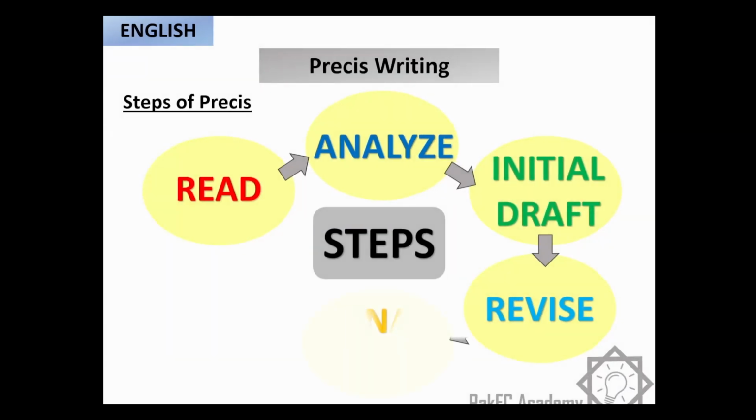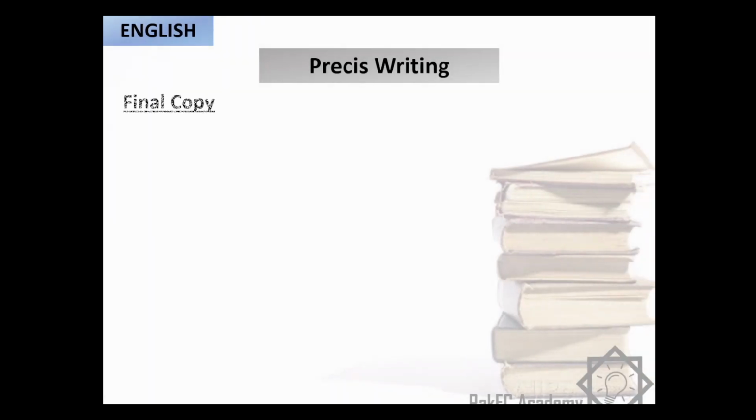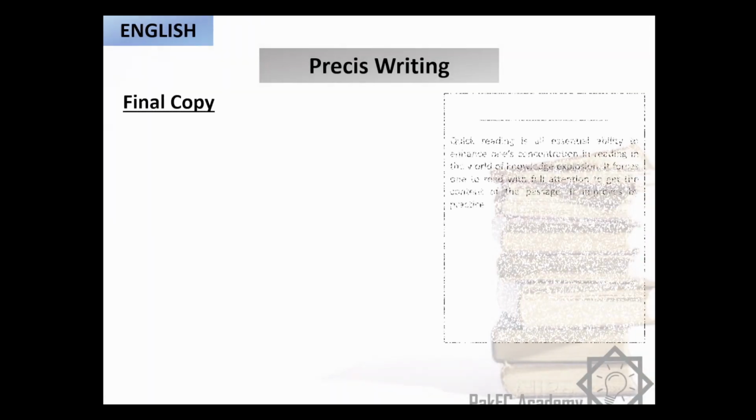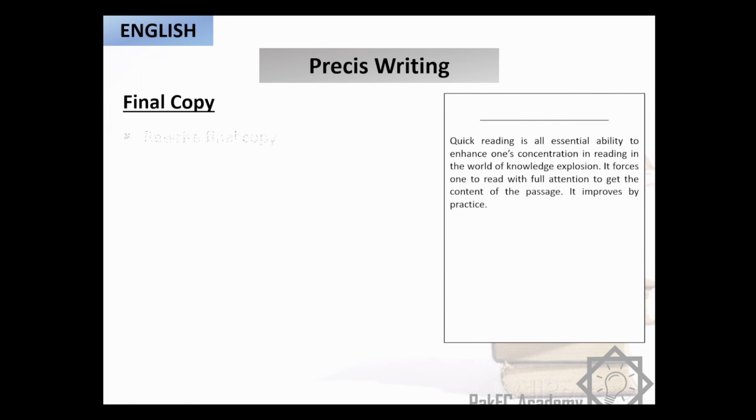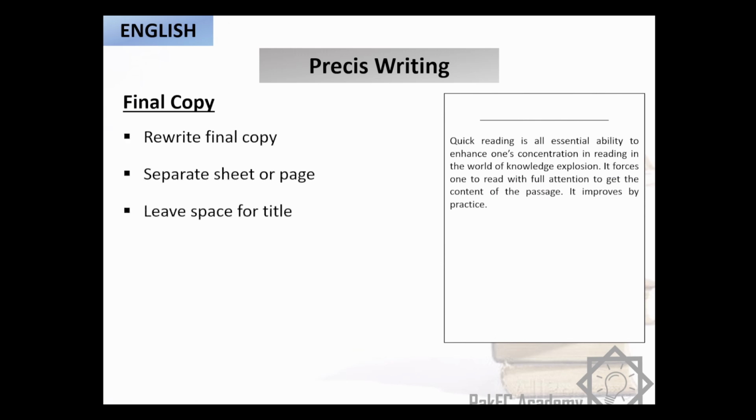When you are done with revision and editing of your initial draft, you need to rewrite it as your final copy. This final copy is your Precis. You can write it on a separate sheet. However, make sure that you leave space for a title at the top of your final copy. Make sure you do not make errors while writing this final copy of the Precis, as any cutting or changes made on this final copy will give an impression that you have not followed the proper procedure to write your Precis and that your Precis is still incomplete or rambling.